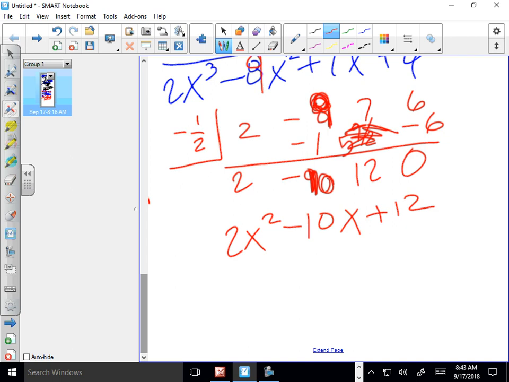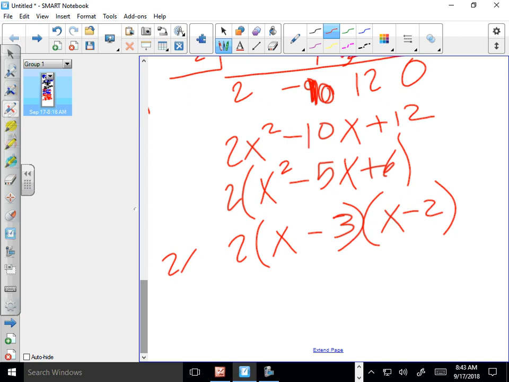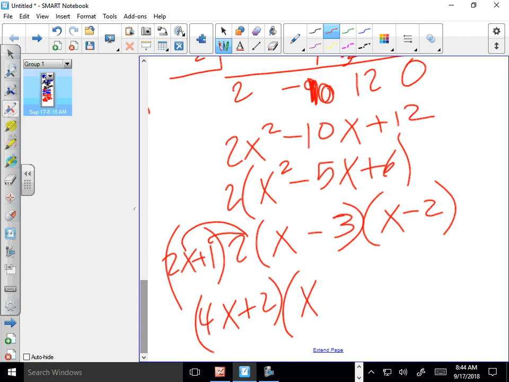This you can take out a 2 with our GCF factoring. And then this factors as x minus 3, x minus 2. But here's the problem with synthetic division. Remember what we started with? Now, what's going to happen if you distribute here? You're going to get 4x plus 2 times x minus 3 times x minus 2.